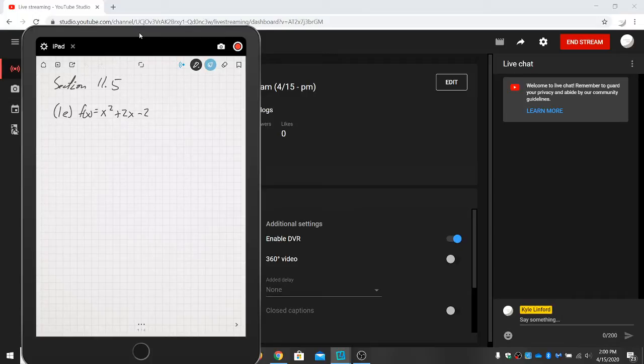Let me know if there's anything in particular you want me to go over, or if you want me to slow down and re-explain anything. I'm happy to do that, so feel free to let me know. But let's start with Section 11.5.